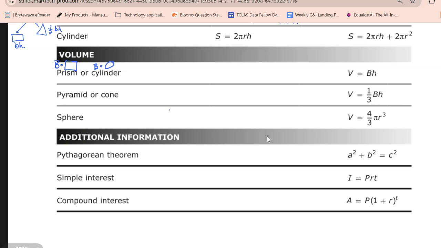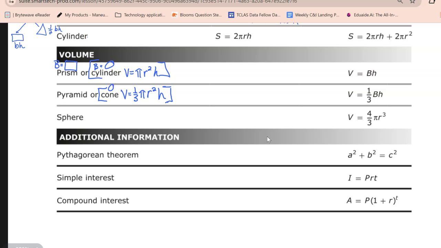That formula, the volume equals the base times height, works well with the prism. With the cylinder, the volume is equal to pi times the radius squared times the height. And for a cone, the circle is the base again. So my volume is going to be equal to 1/3 radius squared times pi times height.